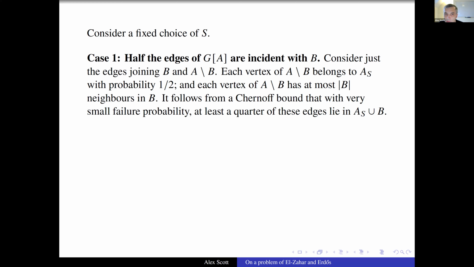Remember, B is not being partitioned, B is just sitting there, so it's only one end of each edge that we're arguing about. And also, each vertex, how many edges of interest does it belong to? Well, only the ones to B, and there's at most 2Q, there's at most the size of B of those. So it's just a binomial, and a kind of straightforward Chernoff bound shows that with very small failure probability, at least a quarter of those edges, so you expect to get a half, you get each edge with probability half, and just a straightforward Chernoff argument shows that with very small failure probability, you get at least a quarter of them. Okay, so, what's the other case?